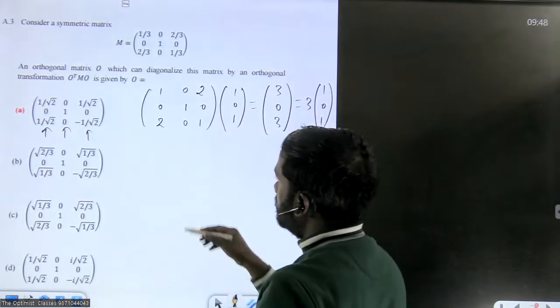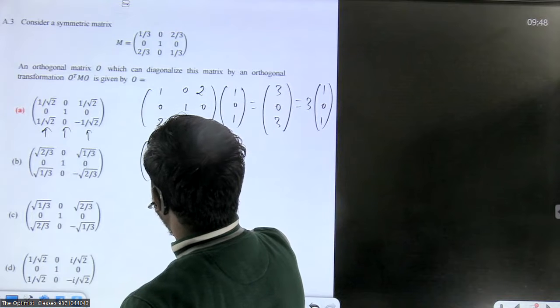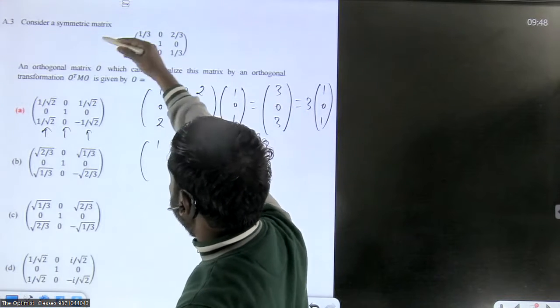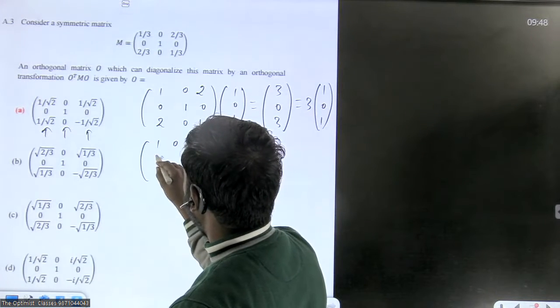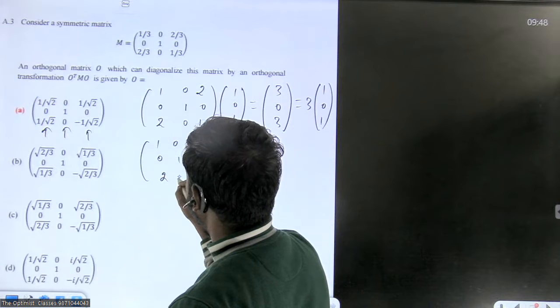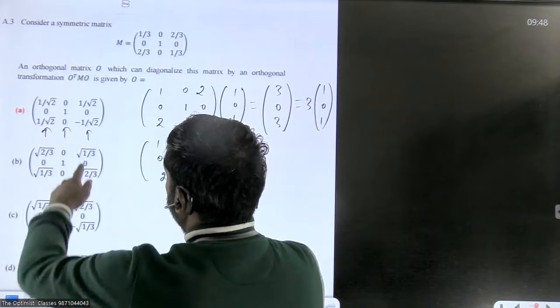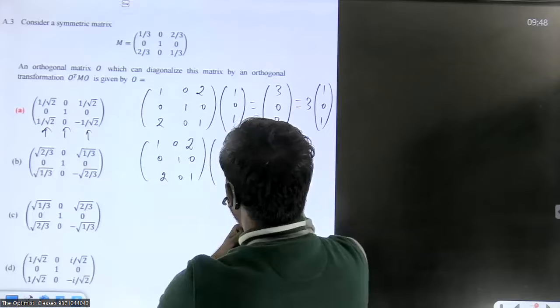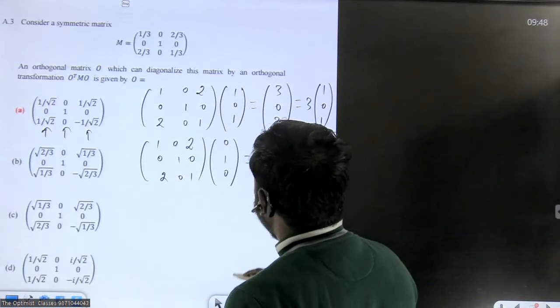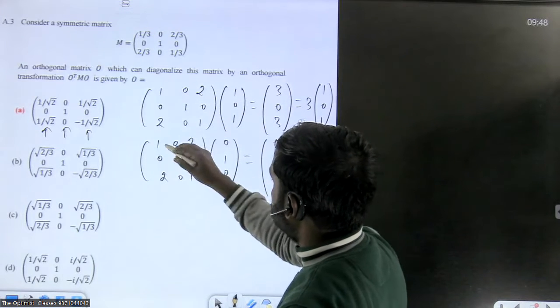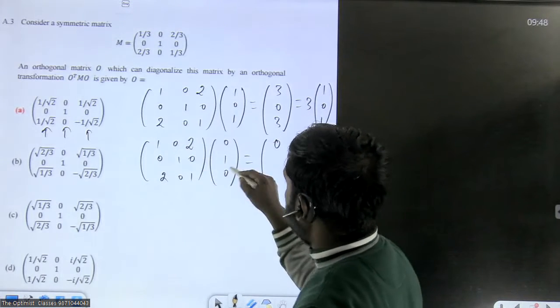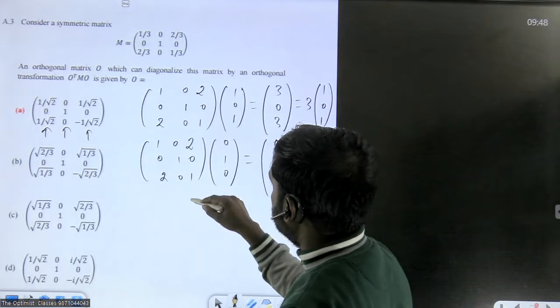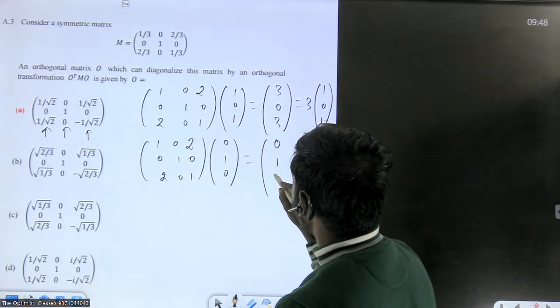Okay, similarly this one, see 1 0 2, this matrix, I have taken 1 by 3 common, so 0 1 0 and 2 0 1. Now second column we are checking, 0 1 0. So when you multiply this, first term we get 0, this column multiplies with this, and second you get 1, and third one when you multiply you get 0.